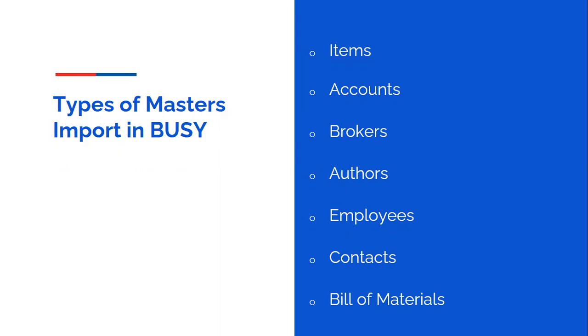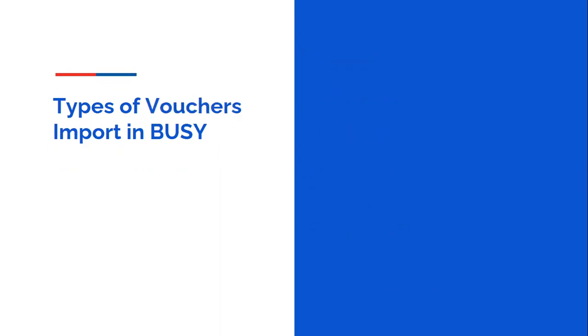And the last master is bill of material master. You can import if you are maintaining the manufacturing feature. If you enable this feature in the inventory, then you can import the bill of material master from the MS Excel into Busy software.